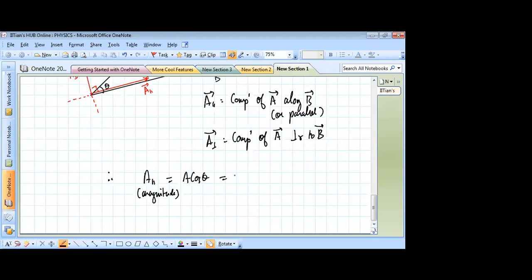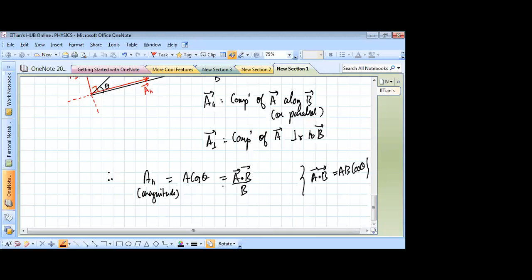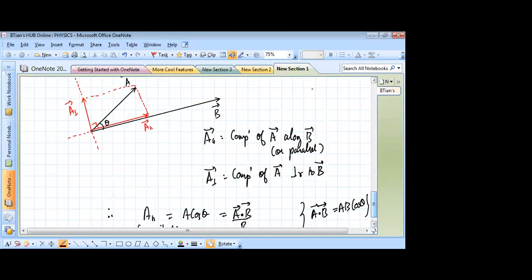And by definition, E cos theta is E dot B divided by mod B. Where is this formula coming from? It's coming from the definition of dot product. E dot B is EB cos theta. So E cos theta will become how much? Just divide both sides by the magnitude of B. Okay, so this is what it is. So now we have to calculate this.